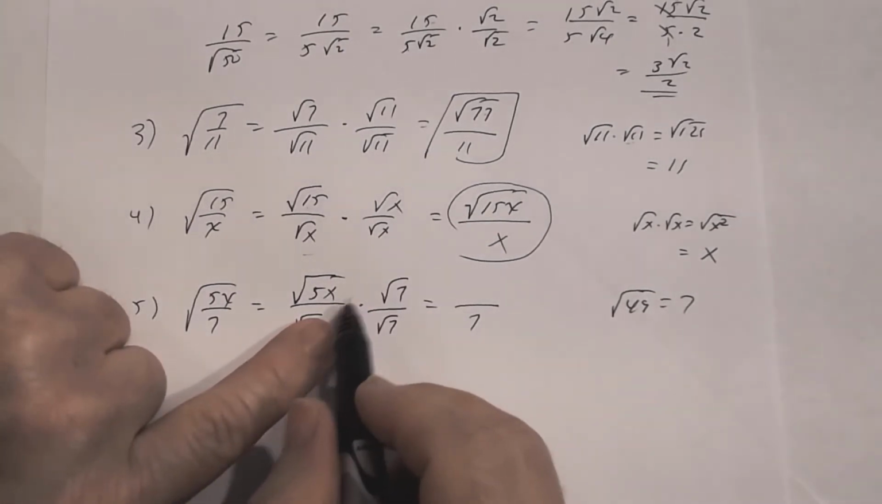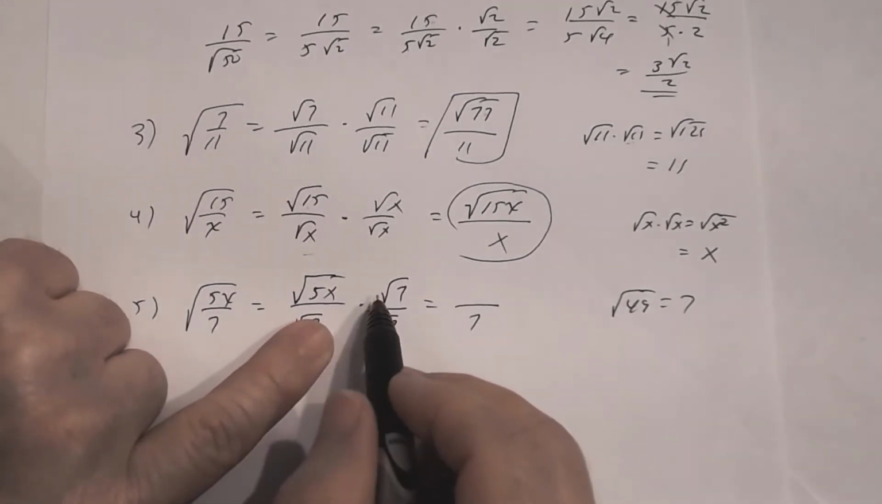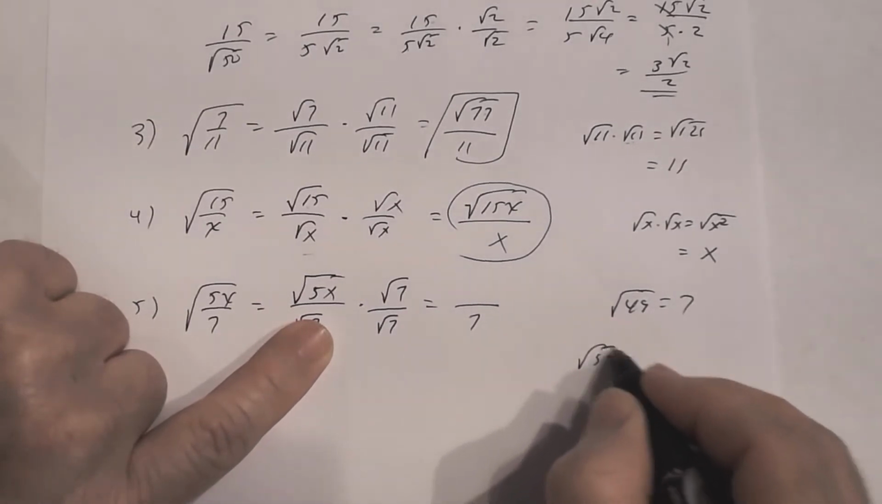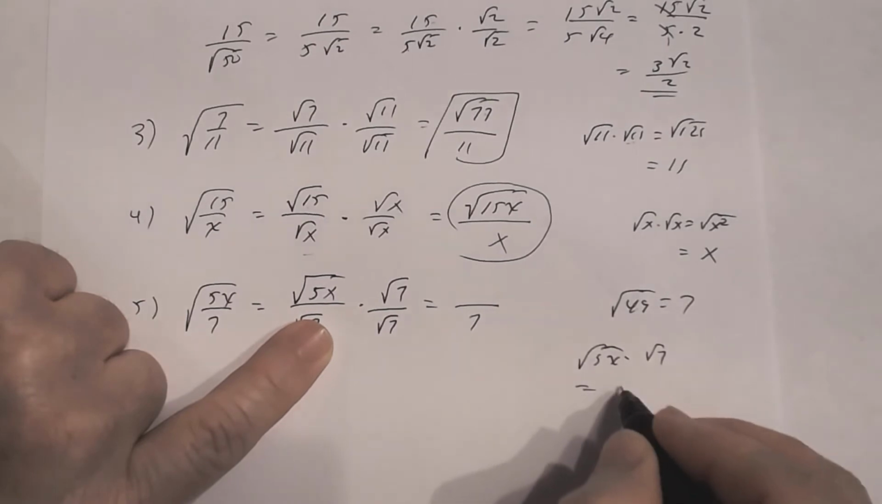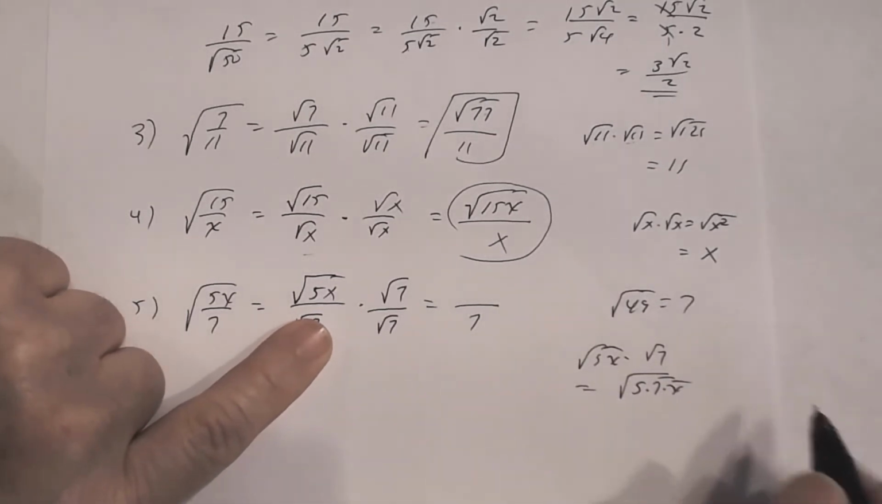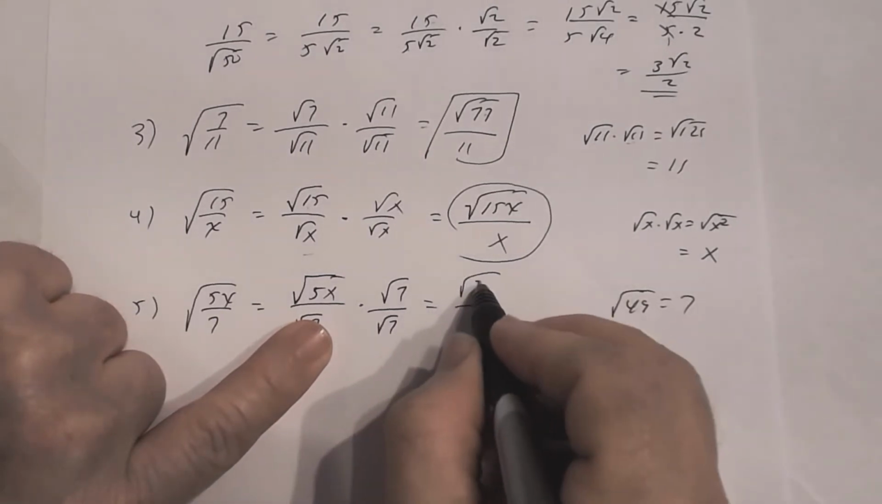Now the numerator, I'm going to use a product rule. Remember what that means. The square root of 5x times square root of 7, I can write as one square root. So the square root of 5 times 7 times x, right? And so that's the square root of 35x.